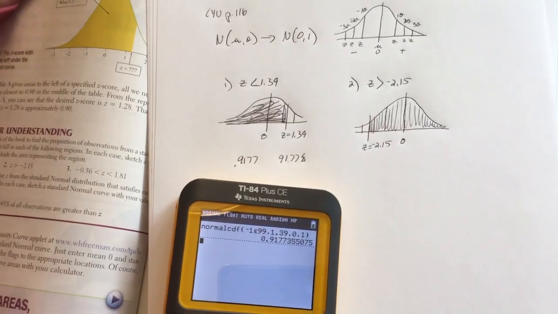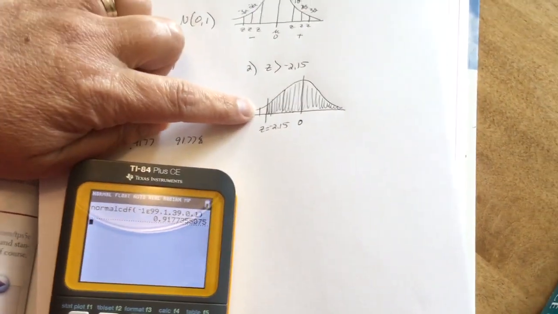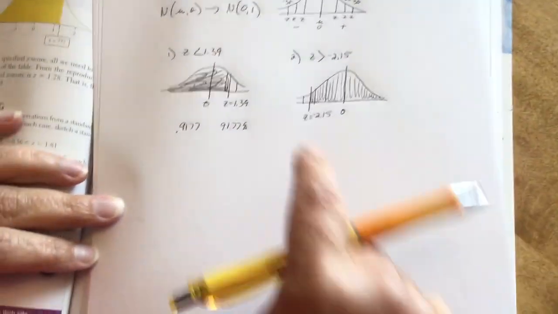It's practically 100%, really. I mean, it's almost at -3, so it's practically 100%. So let's look at the table.